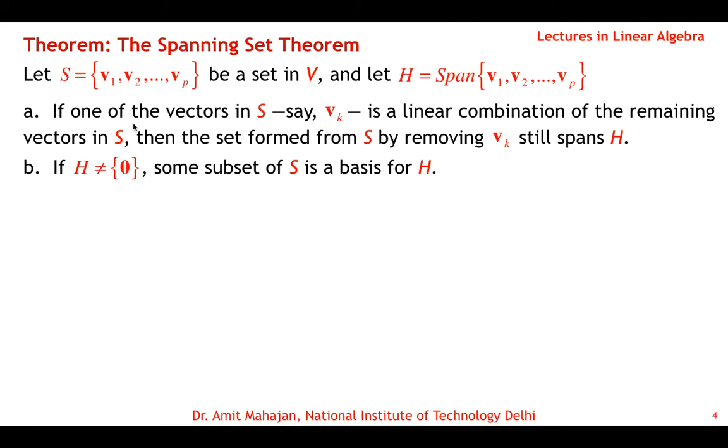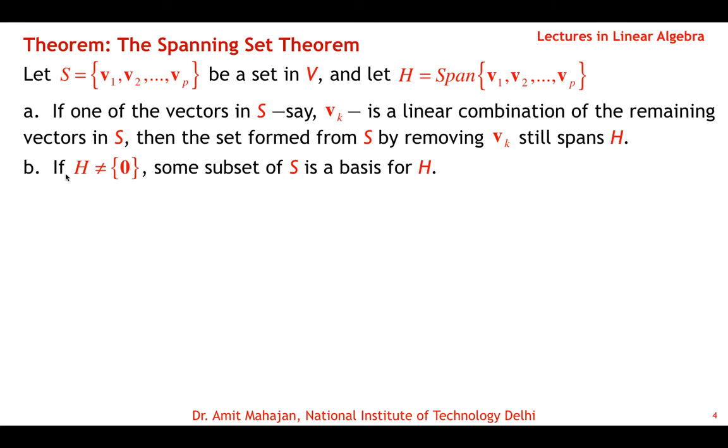If one of the vectors in S, okay, say vk vector is a linear combination of the remaining vectors in S, okay, that means if one of the vectors is a dependent vector in this set, then the set formed from S by removing that dependent vector still spans H. This is the same thing that we did in last example, that we had three vectors and one third vector is a dependent vector. So if we remove the dependent vector, the remaining vector still spans that same space. Okay, so that's one part.